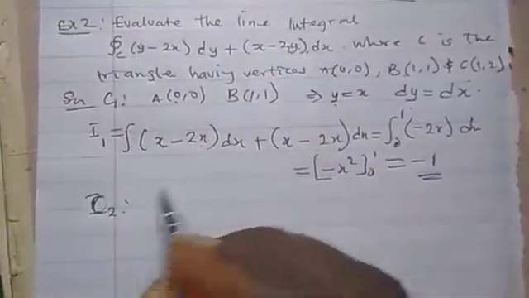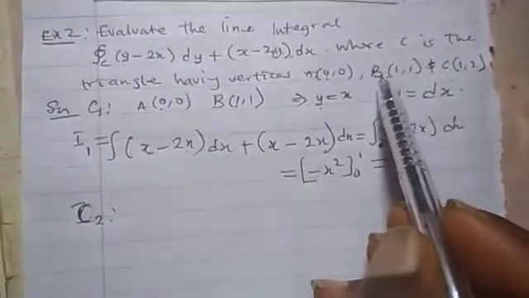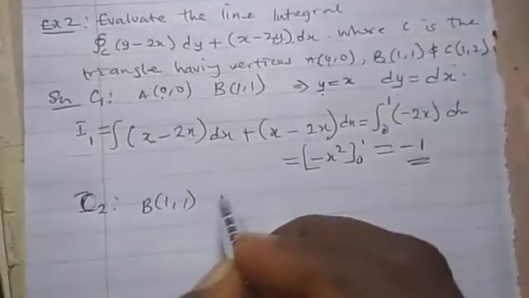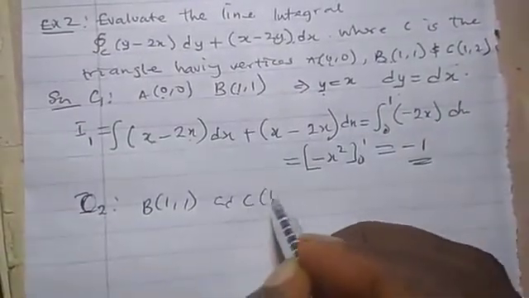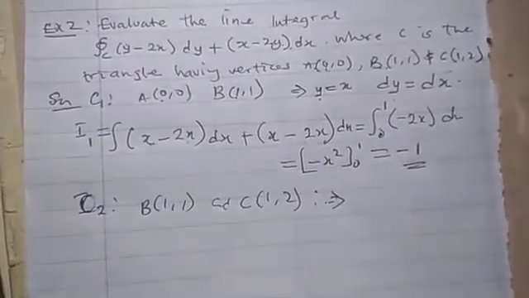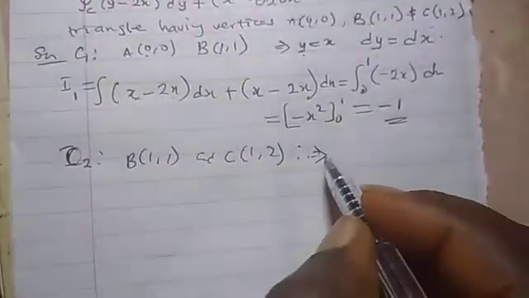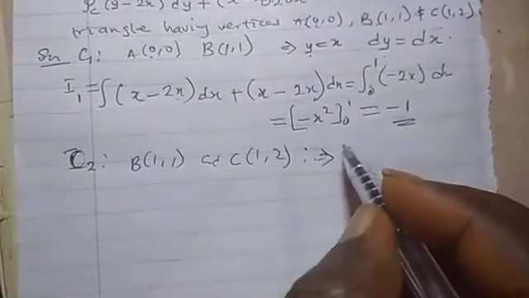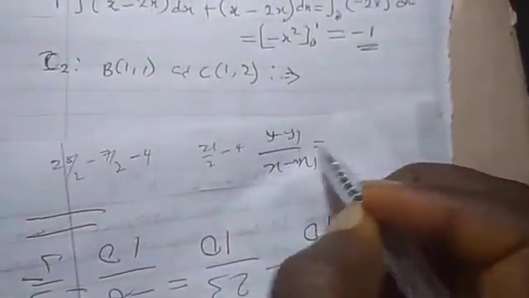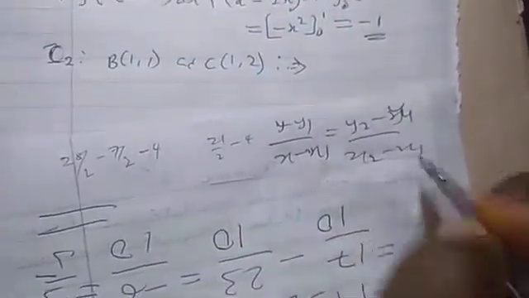Now for C2, so I've moved from A to B. I will now move from B to C. Our C2 is B, 1, 1 and C, 1, 2. When we make use of the equation of a line, don't let me jump this. You need to understand this concept. You know, the formula is y minus y1 over x minus x1 is equal to y2 minus y1 over x2 minus x1.